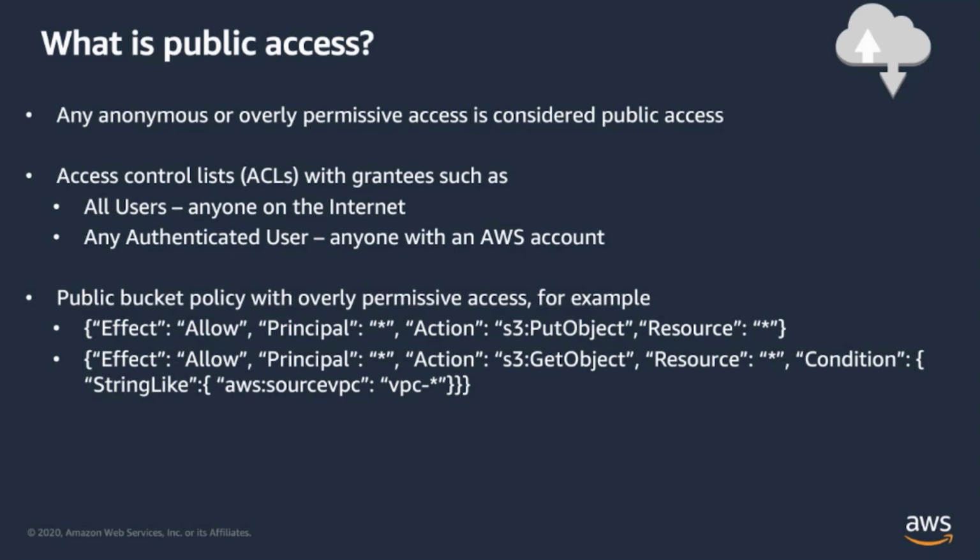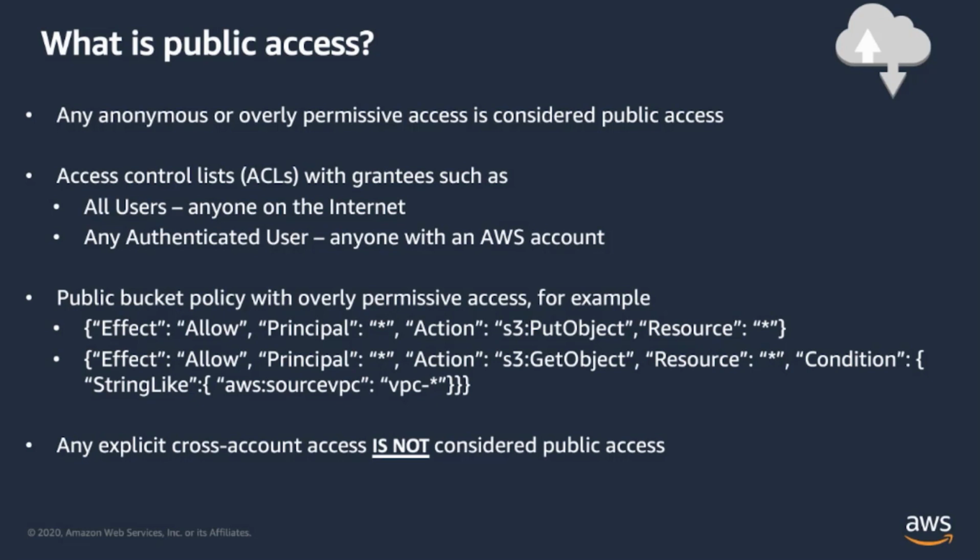So let's take a look at these two. We have effect allow, principal star, action S3 put object, and resource star. So this will allow anyone to put objects into this bucket. Okay, that's pretty much public. And then our second one, effect allow, principal star, action S3 get object, resource star, condition string like AWS source VPC, VPC dash star. So this would allow anyone coming from a VPC. By the way, you will notice this is different from a VPCE. It's very similar. You can restrict to either a VPCE or to a VPC. But this would allow anyone to get objects who's coming from any VPC. So this is also considered public.